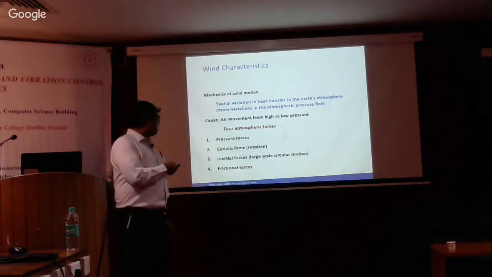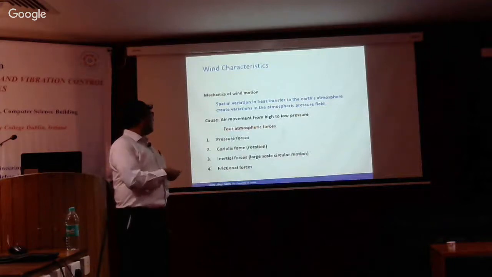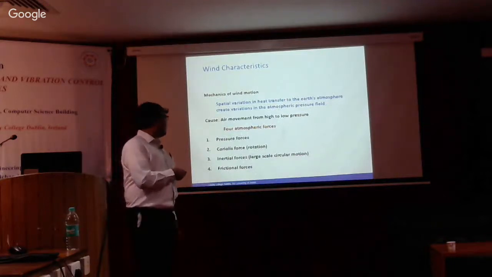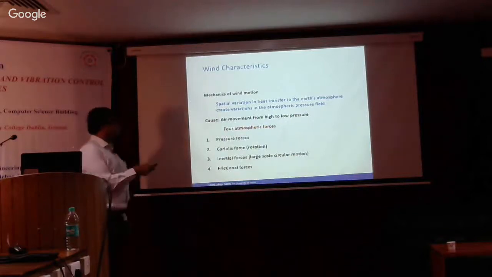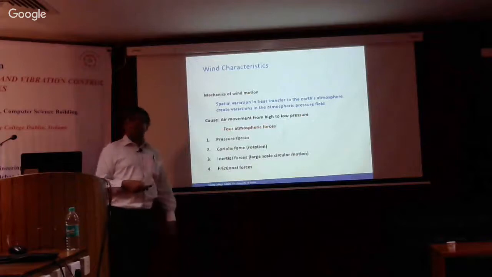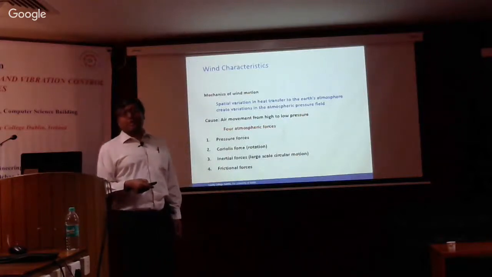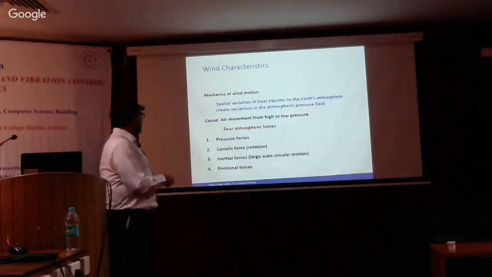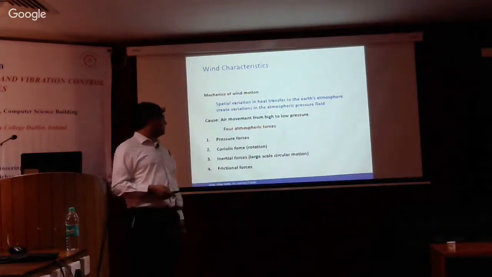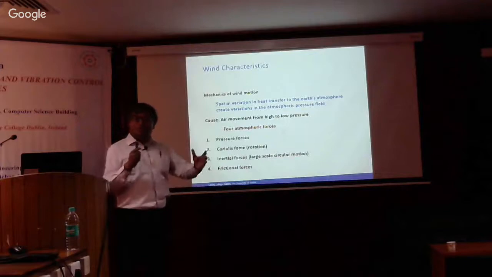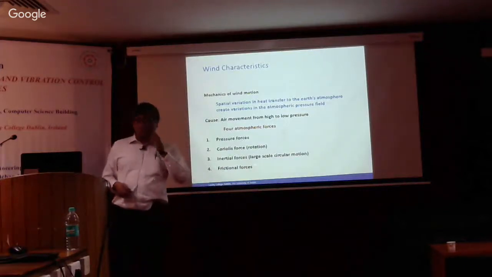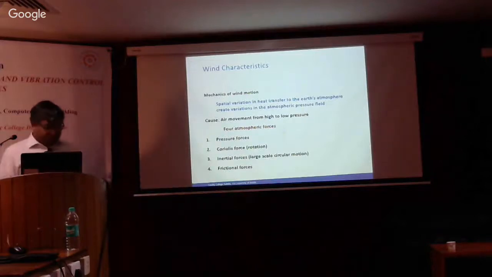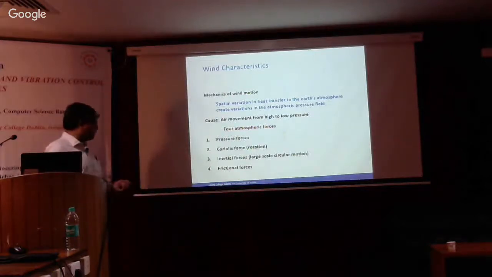So this is mainly attributed to this atmospheric pressure field, and there are four basic causes for the air movement from high to low pressure region. The first is the pressure force, obviously. The second one is due to the rotation of the Earth, and that's the Coriolis effect. The third one is inertial forces, large scale circular motions on a global scale. And the fourth one corresponds to the frictional forces. So we'll look at each of these.